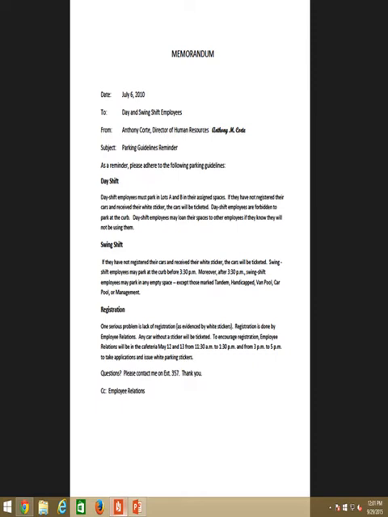My opening is very short. In this case, just one line takes care of it all. I could have started with the purpose of this memorandum is to remind you about the parking guidelines for our company. Let's talk about individual guidelines that pertain to select groups. I could have said something like that, but in this case, I used a very short, sweet, to the point sentence that really covers all those. In this case, as a reminder, please adhere to the following parking guidelines.